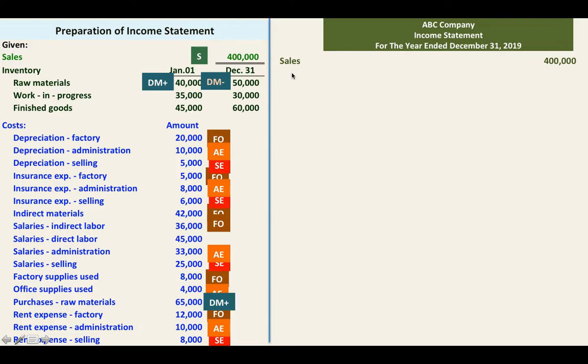And then we have to deduct the cost of goods sold. In computing the cost of goods sold, the first thing that we have to put is the inventory of finished goods beginning. And here we have to look at the inventory data. The beginning for finished goods is 45,000, so we will write here the 45,000. And as we have learned, we have to add the cost of goods manufactured.